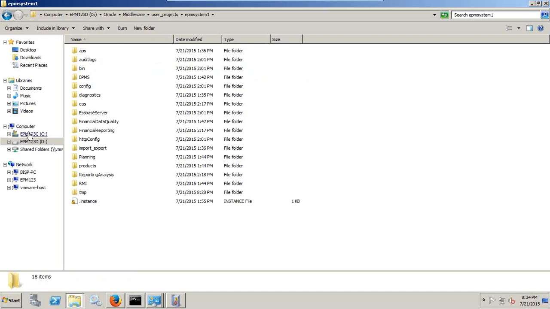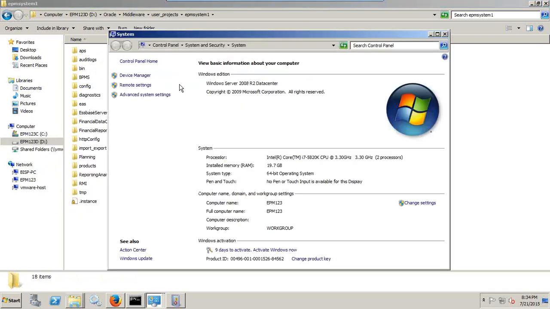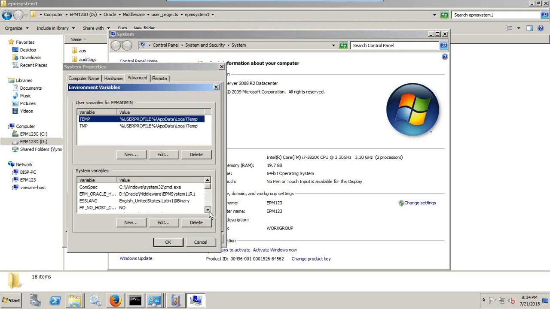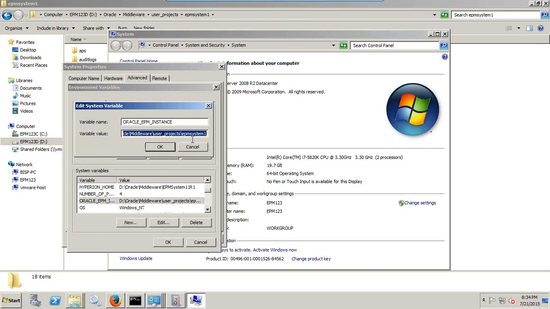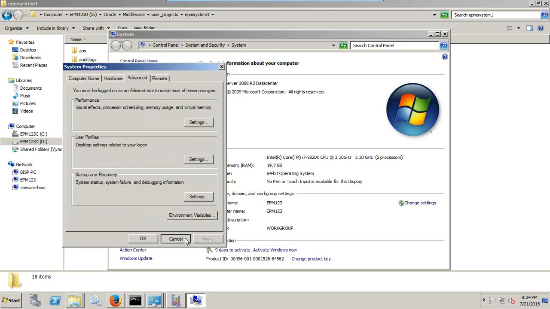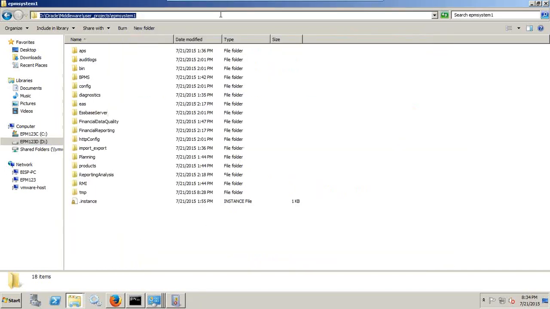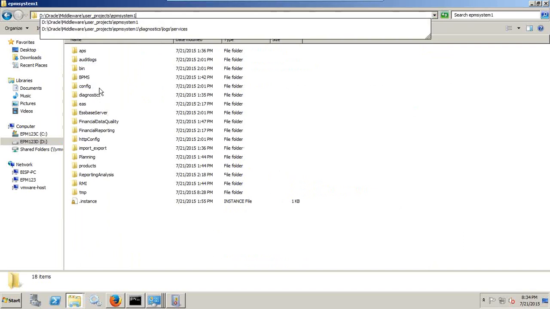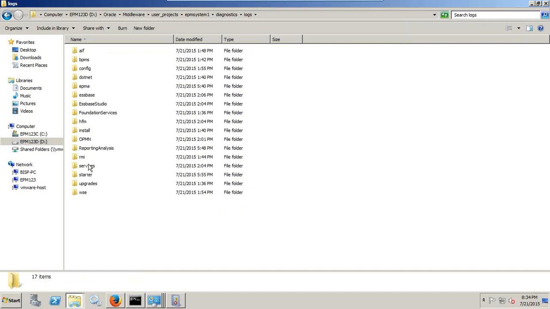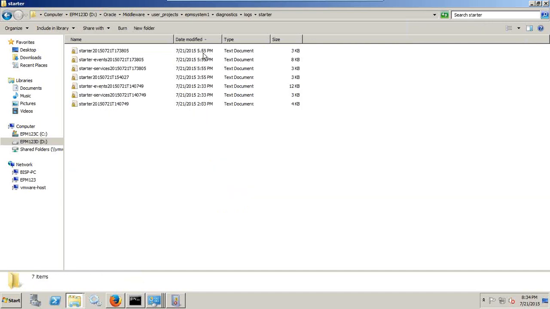What is my path in my case in Oracle EPM? Oracle EPM path is pointing to EPM system 1. 1 is for the first instance. If you have 2, 3 instances, it becomes 2, 3, 4 like this. Under diagnostic, this is the path. Just want to make sure: diagnostic log and starter. So the time taken to start your services, we can capture over here.